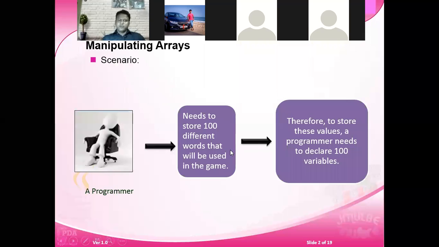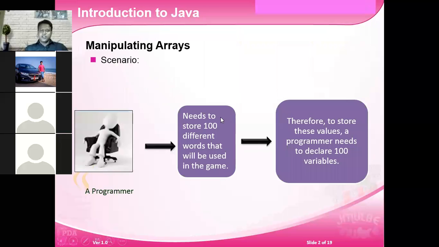So what is the need of an array? A programmer needs to store 100 different words that will be used in a game. For storing 100 different words used in a game, we require 100 variables. For storing one value, we require one variable. In a similar way, for storing 100 data, we require 100 variables. So to store these values, a programmer needs to declare 100 variables.